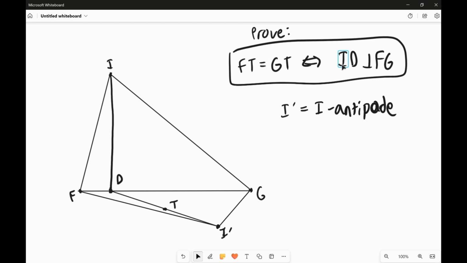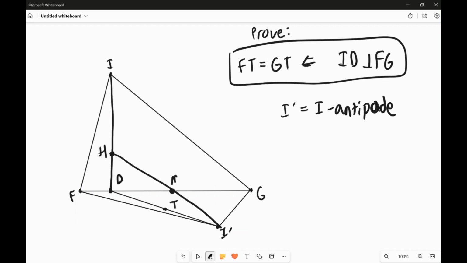And we want to prove that ID perpendicular to FG implies FT equals GT. So how can we go about proving this? Well, the antipode and the altitude should immediately remind you of the reflecting the orthocenter lemma. And indeed, if we have the orthocenter over here, H, the midpoint of HI prime is just the midpoint of FG.